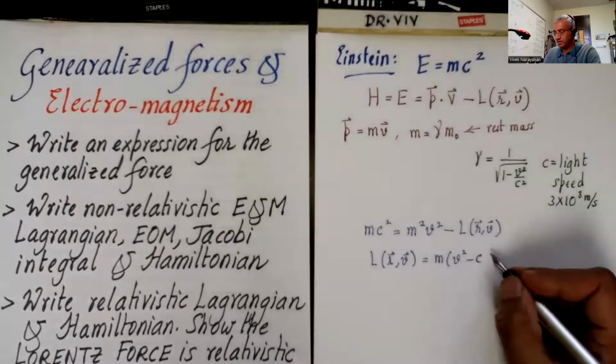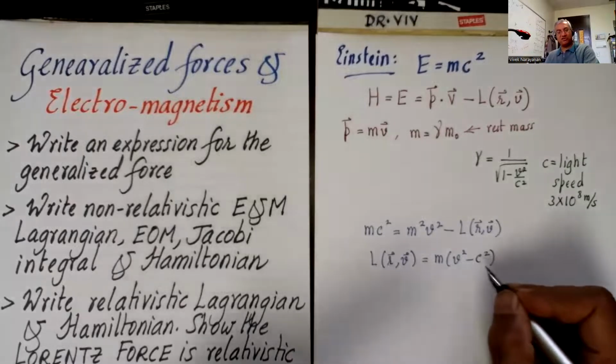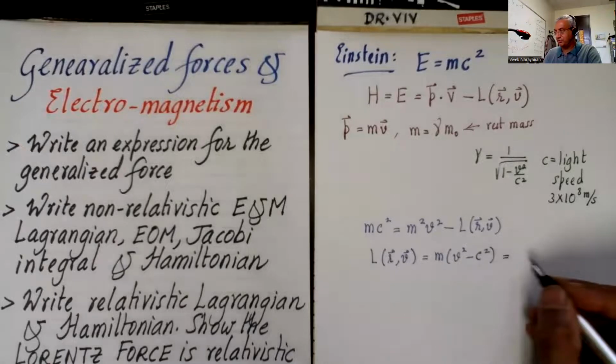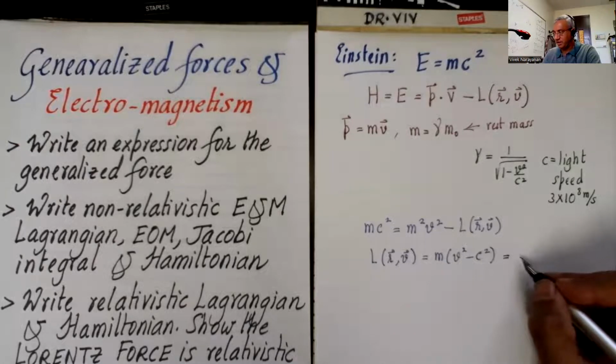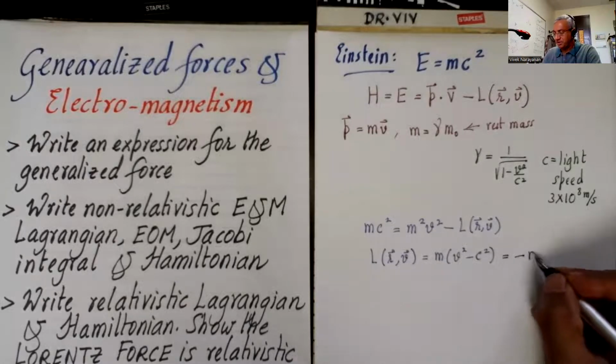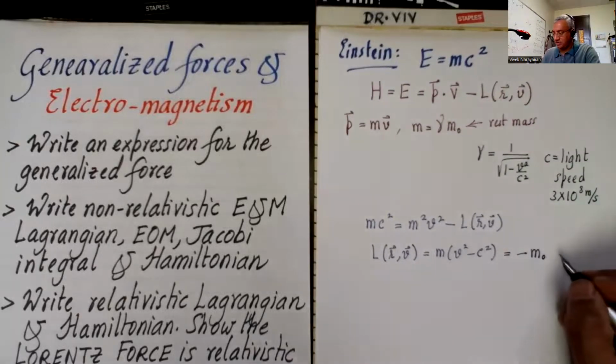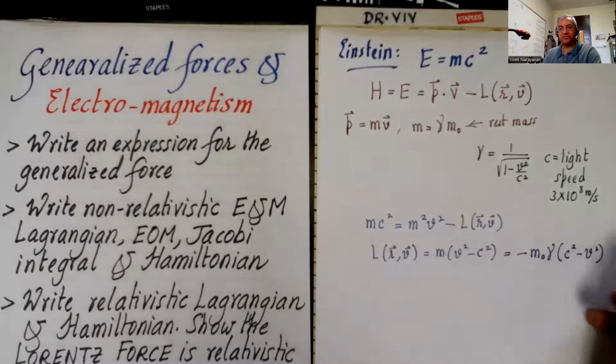Yeah, it's v squared minus c squared. Now observe that v is always less than c, since nothing can travel faster than light. So here we're going to have a negative sign, because I can pull it out and write it as c squared minus v squared. So this is going to be negative m naught. I'm going to write m as m naught times the gamma factor times c squared minus v squared.